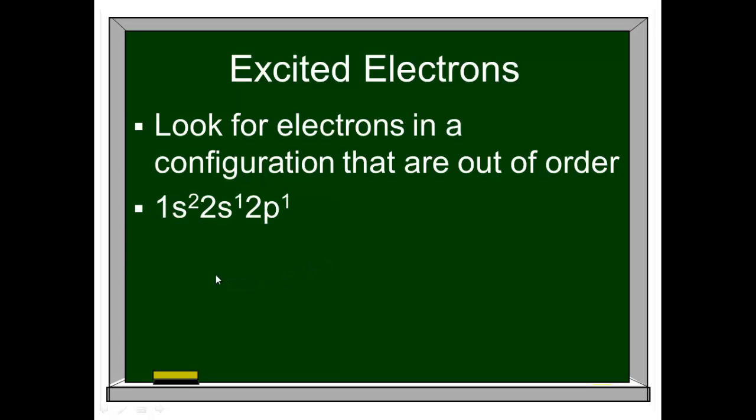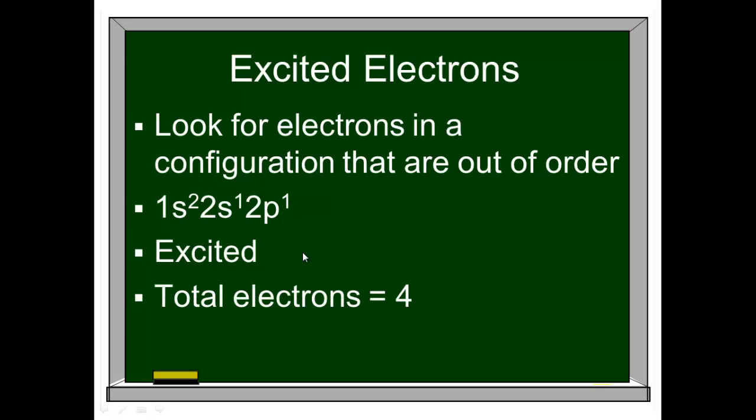So here's the first configuration, 1s2, 2s1, 2p1. If you know your order, you know that this electron right here should be down in the 2s, because normally we go 1s2, 2s2. So this atom is excited. This electron has jumped from the 2s up to the 2p. You figure out what atom this is by counting the electrons. 2 plus 1 is 3, plus 1 is 4. 4 electrons total. Look at your periodic table. That means this is beryllium.